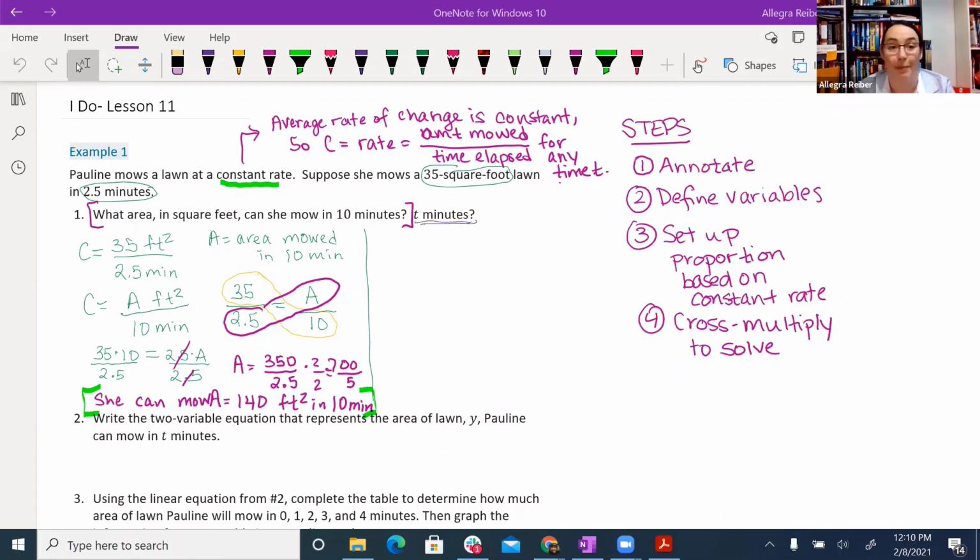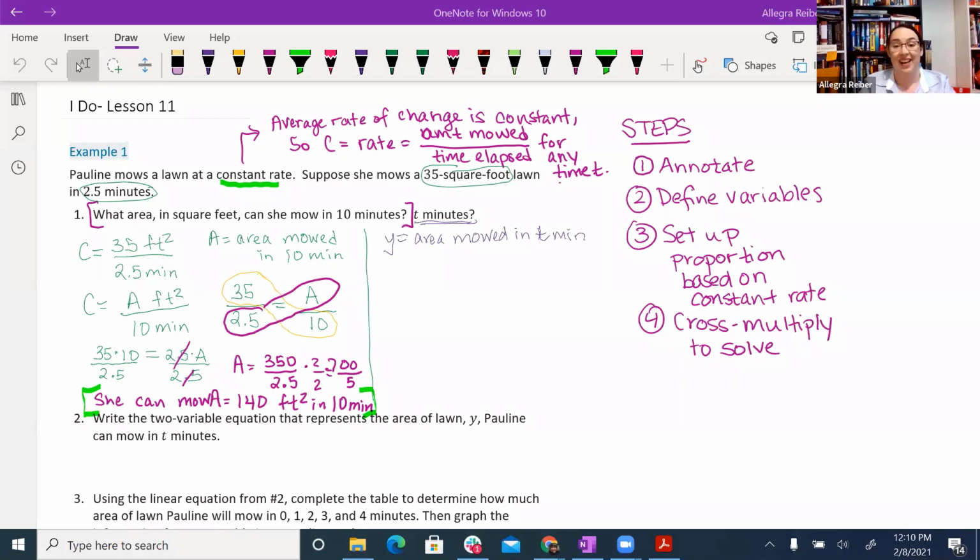Now we're going to find what happens in T minutes. First, we'll define a variable. We need an area for when we've mowed for T minutes. So I'm going to let that variable be Y. We're going to let Y be the area mowed in T minutes.